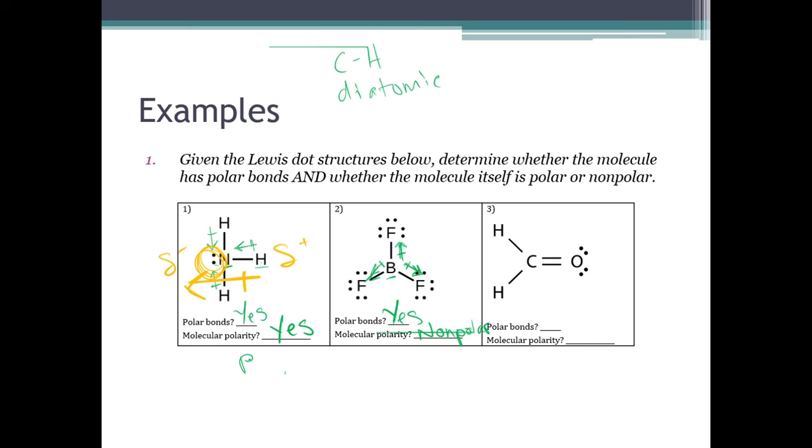This was polar. This is nonpolar. All right, let's take a look at our last one here. We have CH2O. First, do we have polar bonds? Well, not all of them, but yes, we do have some. Carbon is not very electronegative, and these bonds to hydrogen, these are nonpolar.